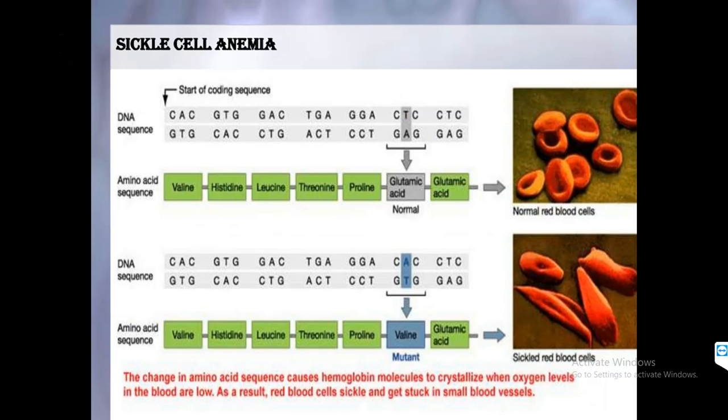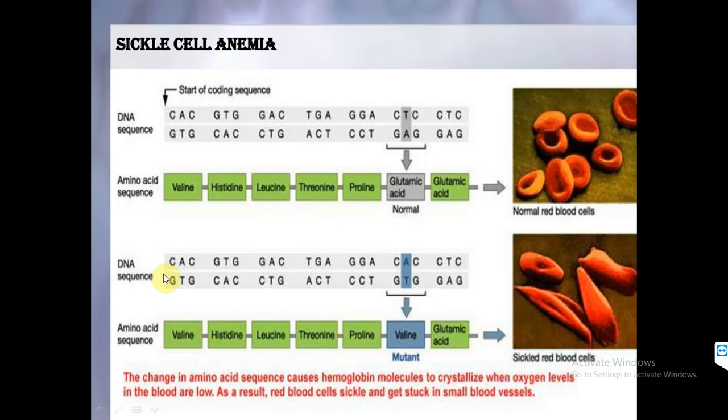the sickle cell anemia. So what happens in sickle cell anemia? The normal blood cells, these are the shape of the normal blood cells, and they change to the sickle cell shape. This is the DNA sequence of a normal individual for the RBCs. Now this is responsible for glutamic acid, and it is normal. So what is the constitution amino acid sequence? Valine, these three codons responsible for valine, these for histidine, leucine, threonine, proline, glutamic acid, and glutamic acid. So this is the normal constitution.